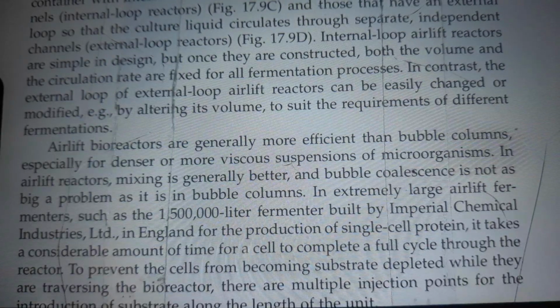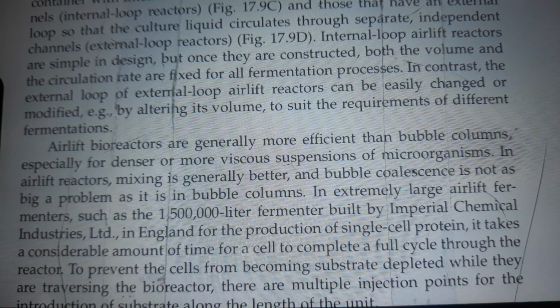There are two main types of airlift bioreactors: those that have a single container with internal baffles that create interior liquid circulation channels, internal loop reactors, and those that have an external loop so that the culture liquid circulates through separate independent channels, external loop reactors, as seen in 17.9D.